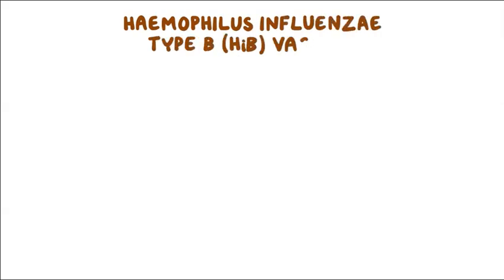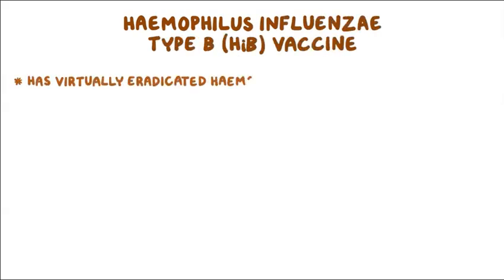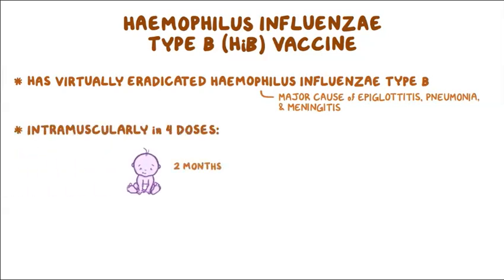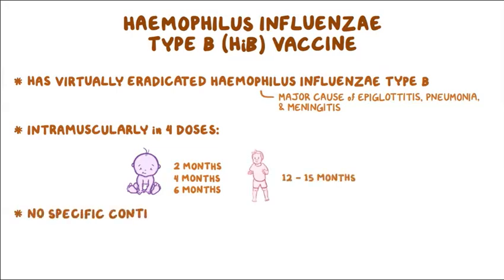Next, there's the Haemophilus influenzae type B, or Hib vaccine, which has virtually eradicated Haemophilus influenzae type B infections, which used to be a major cause of epiglottitis, pneumonia, and meningitis. It's given intramuscularly in 4 doses, at 2, 4, 6, and 12 to 15 months, and there are no specific contraindications.